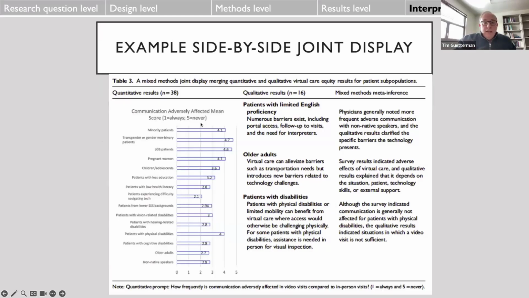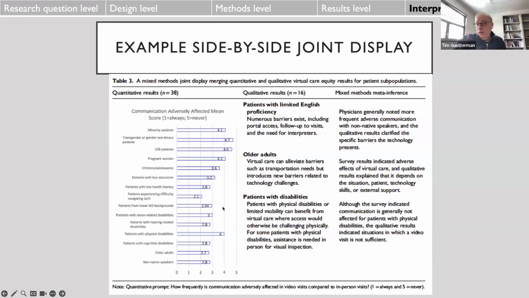So here's an example of a side-by-side joint display from one of my studies. We were looking at physicians' perspectives and their views on virtual care. Telehealth is another way to think about that. On the left-hand side here, we have quantitative results from one of the survey scales. This was asking individuals to reflect on different groups of patients and whether communication is adversely affected in telehealth versus an in-person visit.